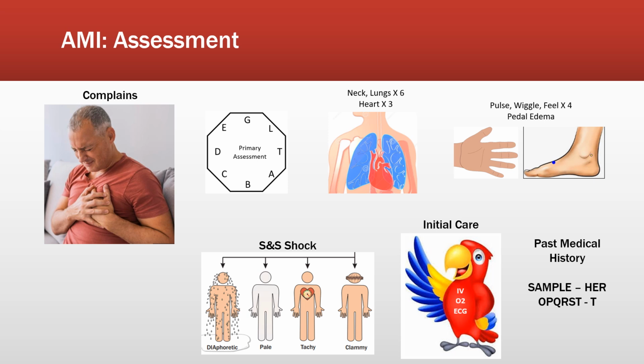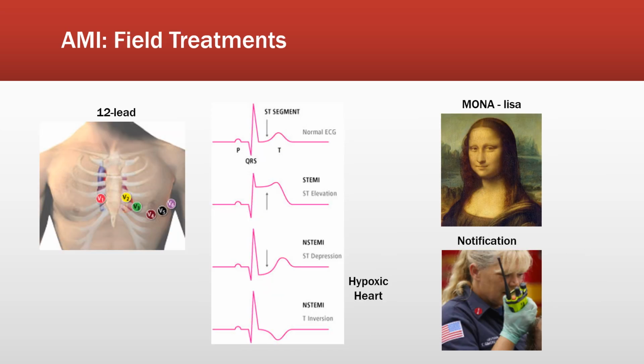Get your initial paramedic care, IV, O2 as needed, and ECG done quickly, and finish that past medical history and get on the road. That initial paramedic care, IV, O2, monitor. They're complaining of chest pain, so that monitor needs to be a 12 lead. And notice that ST segment. Is it ST elevation, infarction, ST depression, or T wave inversion, hypoxic heart? Think about that MONA: morphine, oxygen, nitro, and aspirin. Once that 12 lead is obtained, transmit it to the hospital and report it so they can get the cath lab ready.